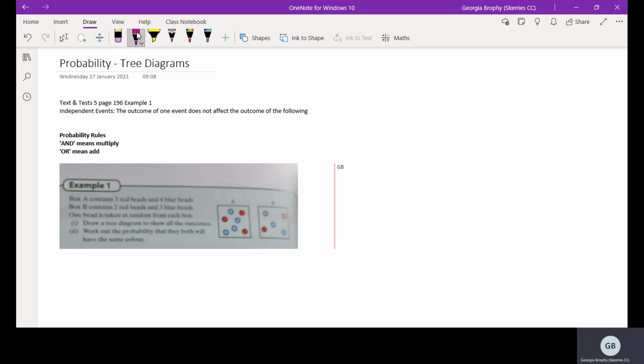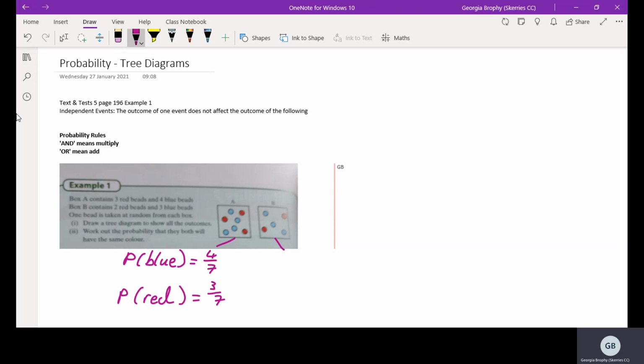But example 1. Box A contains 3 red beads and 4 blue beads. Let's have a quick look at box A. This is box A here. And I just want to put in my probabilities. So the probability of choosing blue from that box equals 4/7. Then the probability of choosing red from that box equals 3/7.